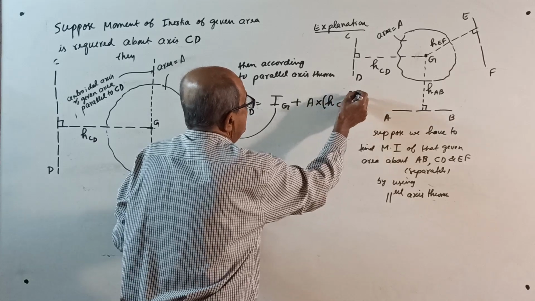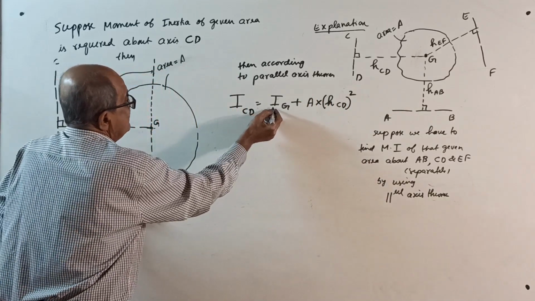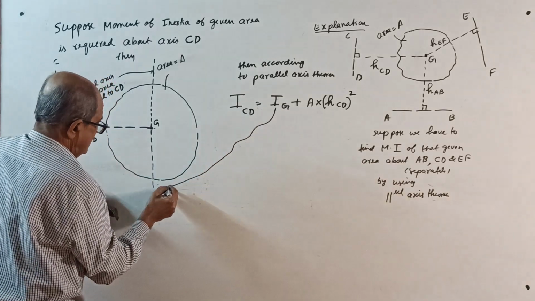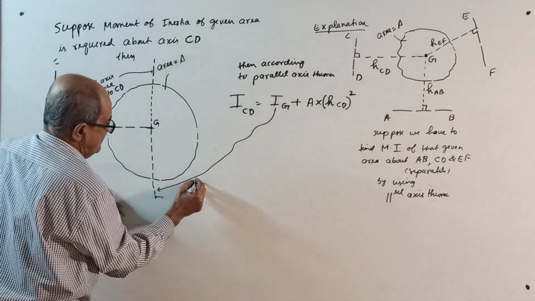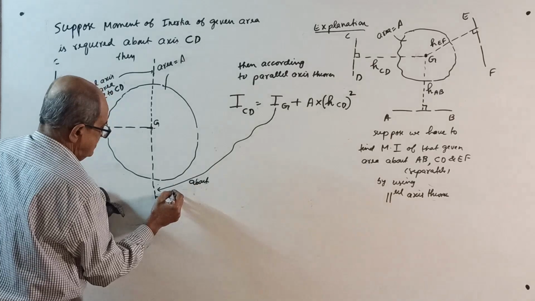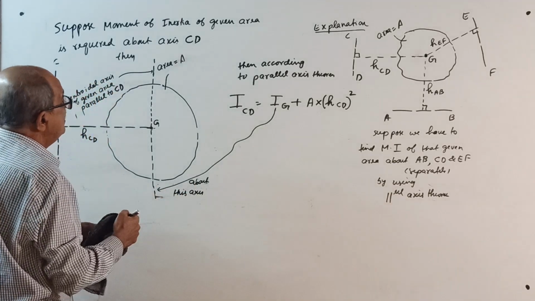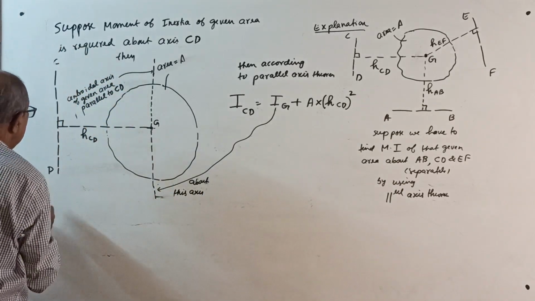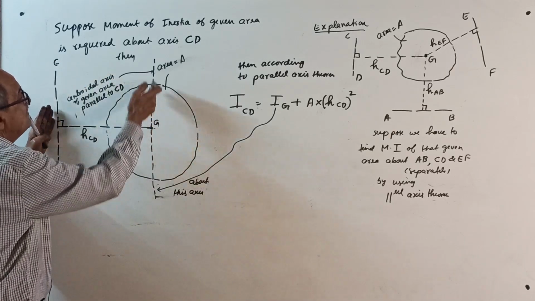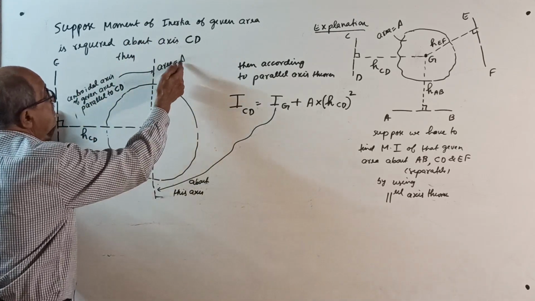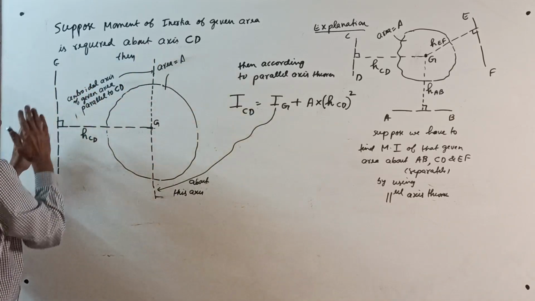H for CD square. IG means about which axis? See, you write here, this IG is about this axis. Which axis? This axis. So, see, if you want I about CD, it is the moment of inertia about the centroidal axis parallel to CD but passing through the centroid, I about this axis plus area into this distance square.